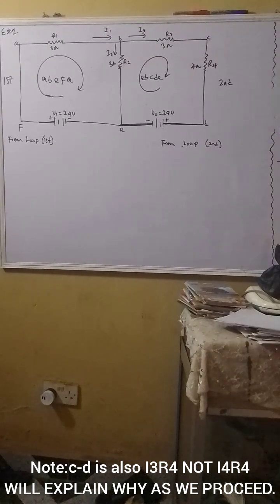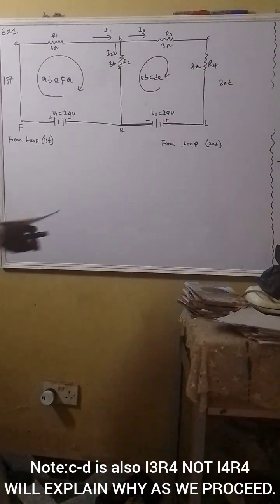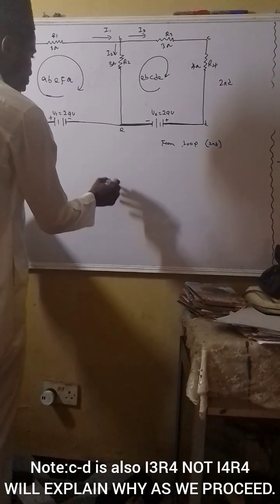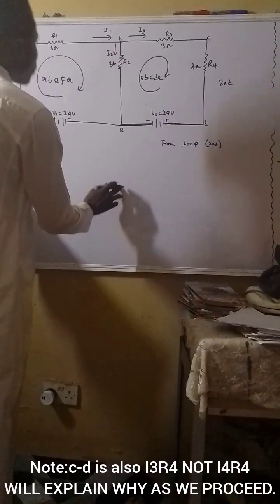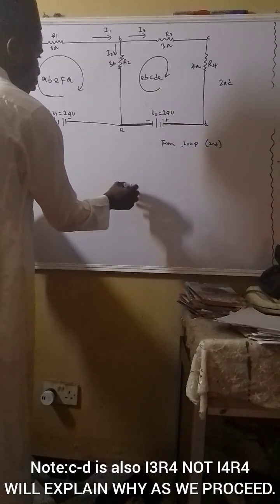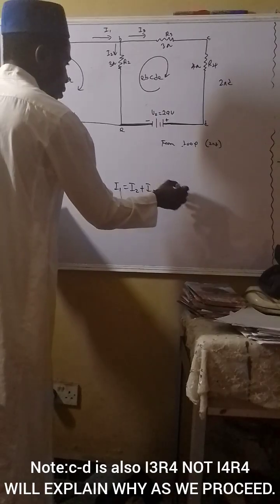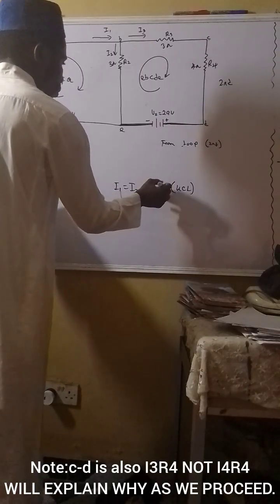Alright, now if you look at this, from the first loop, we know that we've gotten the current law. The current law tells us that what? Current 1 is equal to current 2 plus current 3. That is from the KCL, right? We can call this equation 1.